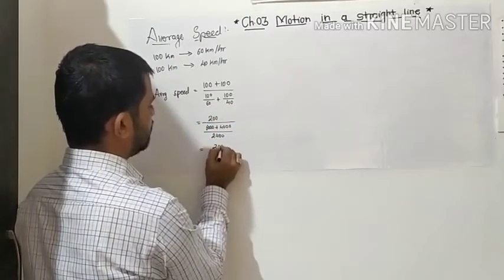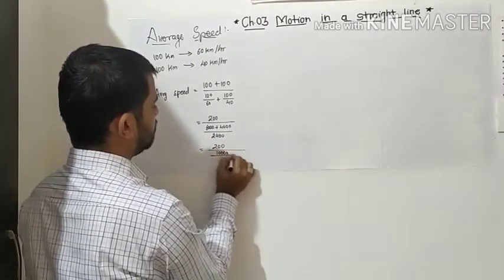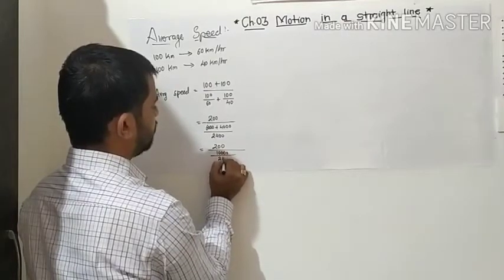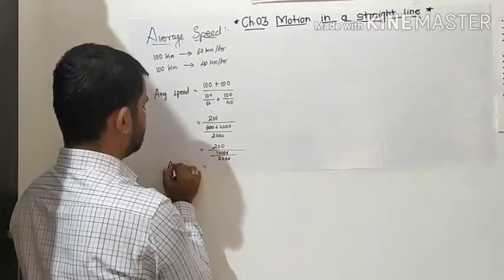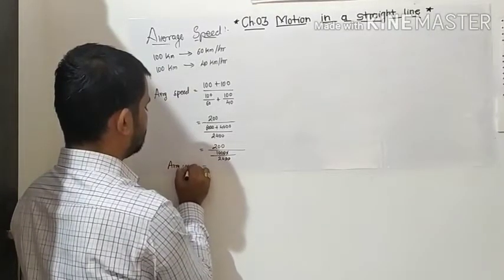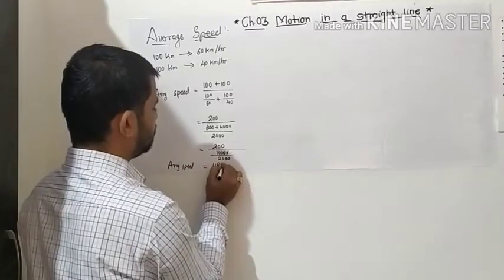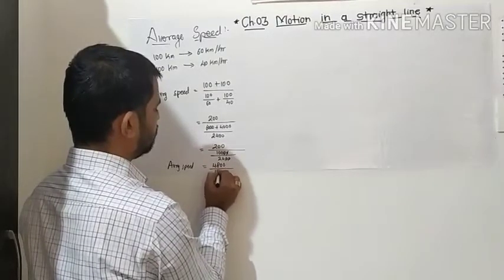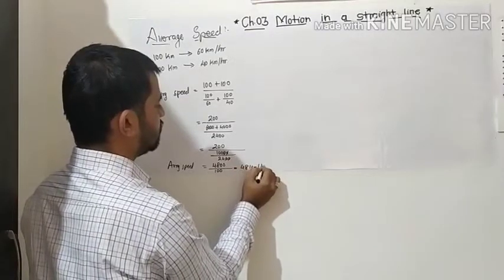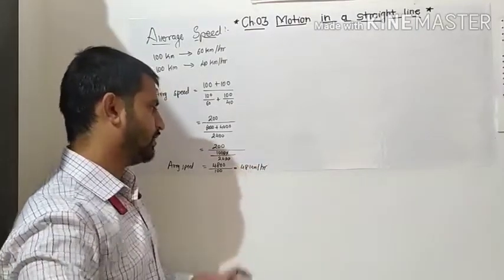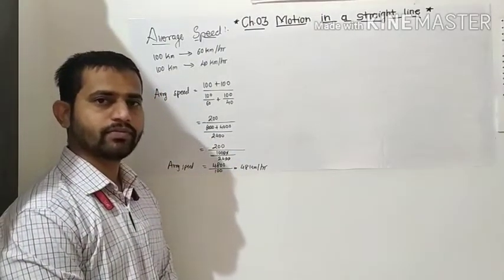So it will be 200 upon 10,000 upon 2400. Okay, so our equation for average speed will come as 4800 upon 100, which is equal to 48 km per hour. Okay, it will be 48 km per hour.